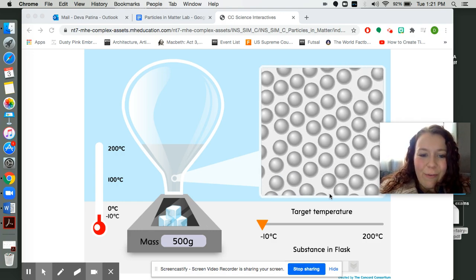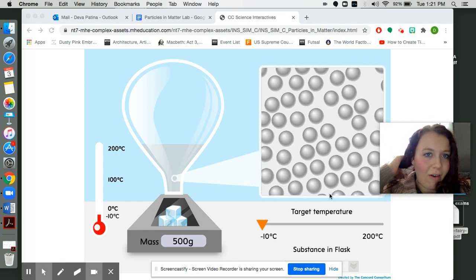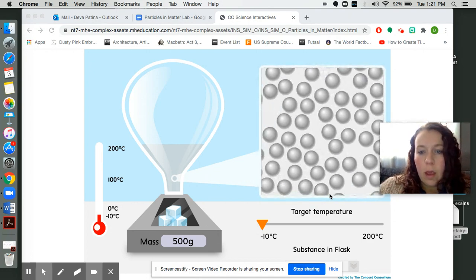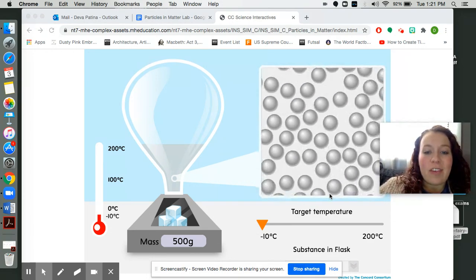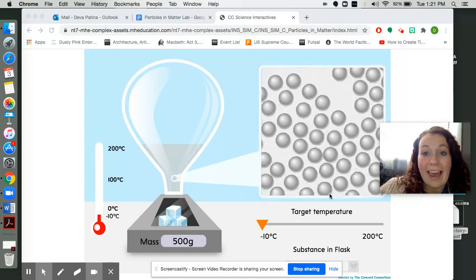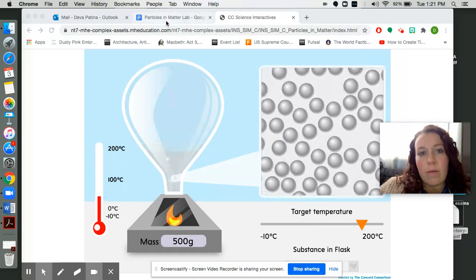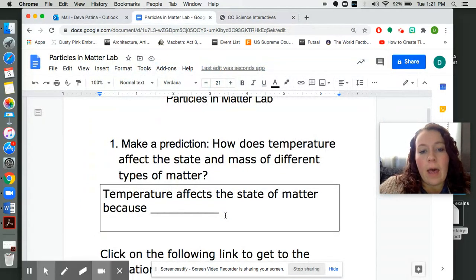All right, this is a pretty fun science experiment. So I'm excited for you guys to play around with it and have some fun with it. So this is all about the different states of matter and what happens to particles when we add temperature.